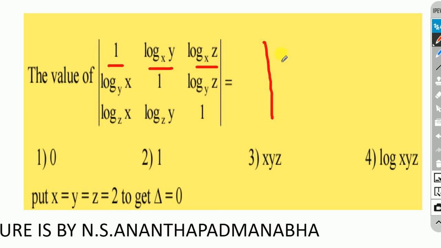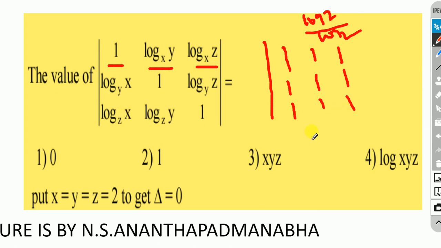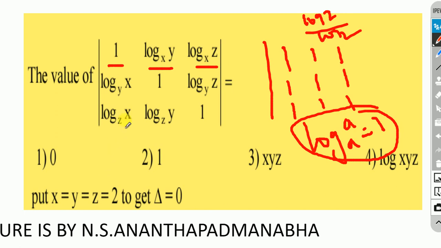I have 1 here. When you take 2 here, log 2 to base 2, that is log 2 by log 2, which is equal to 1. So this becomes 1, this becomes 1, and this also becomes 1, because log 2 to base 2 is 1. That is, logarithm of any number to its own base is 1. So you take this rule. So that is why I have taken x equals y equals z equals 2.